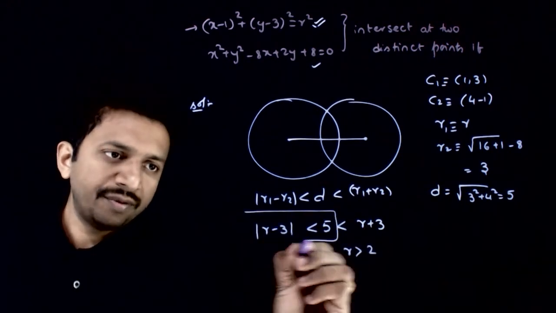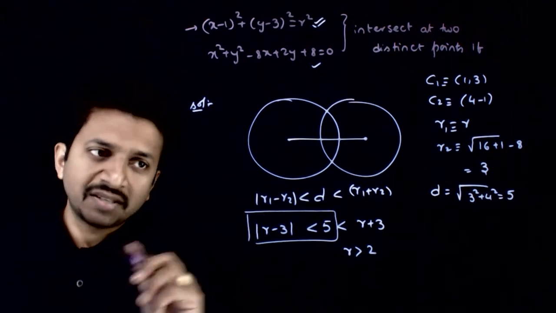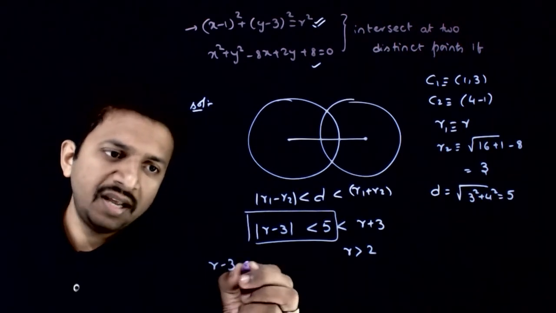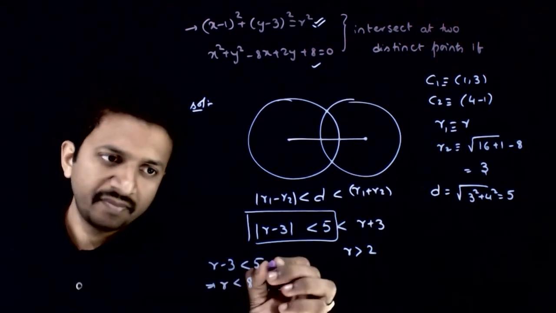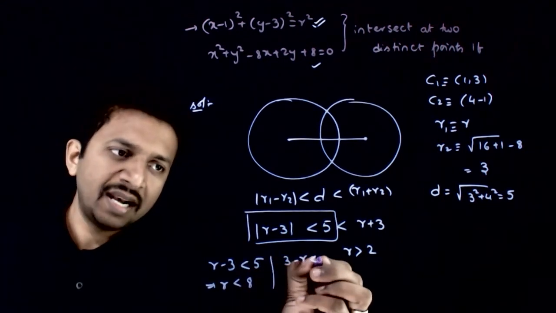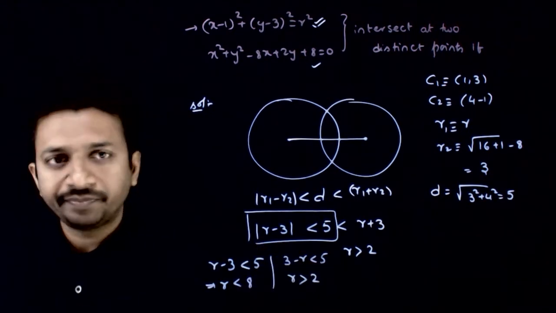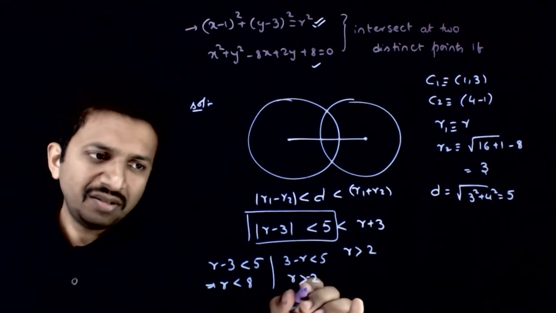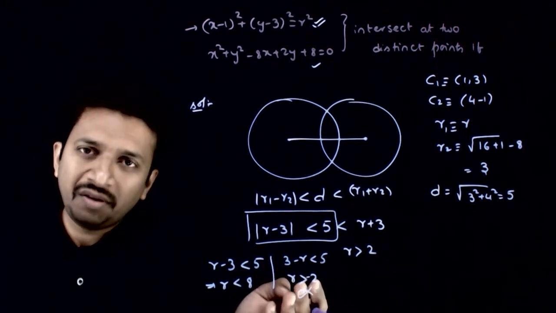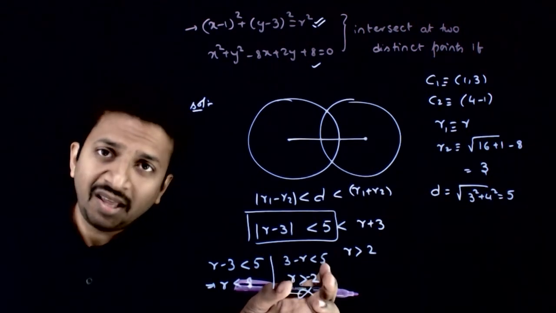And if you go for this side, modulus of r − 3 can be either r − 3 or 3 − r. So r − 3 less than 5, this implies r less than 8. Then 3 − r less than 5. That means r is greater than −2. So this is not meaningful. Obviously, r will be greater than −2, so this will not be any meaningful.